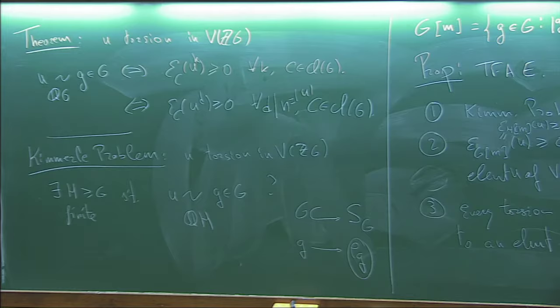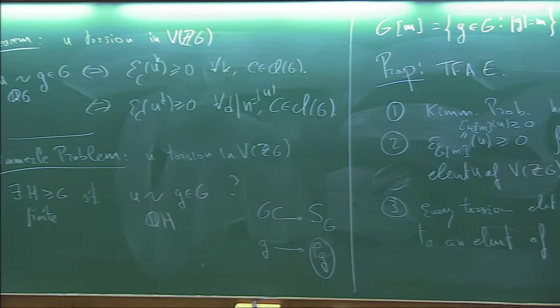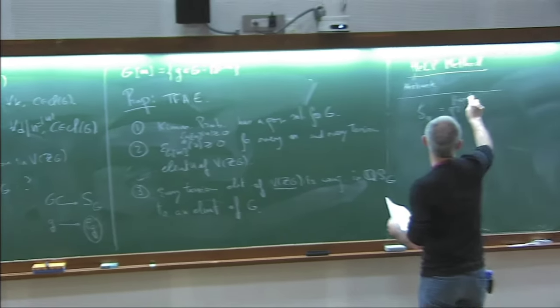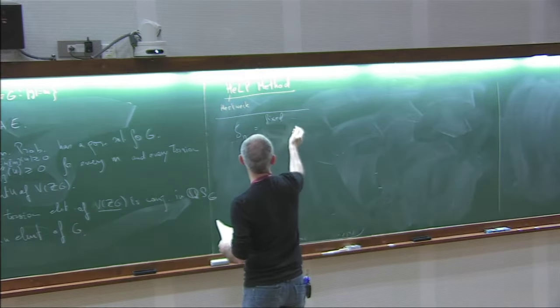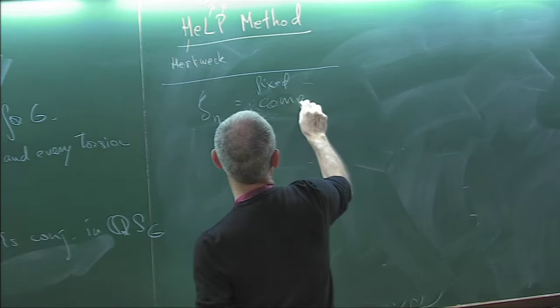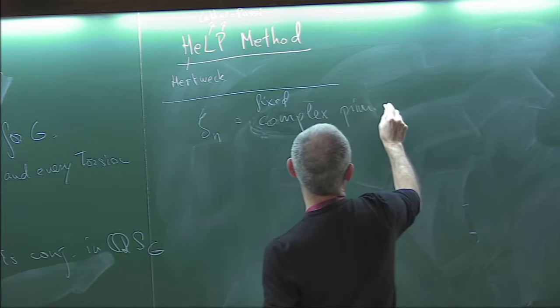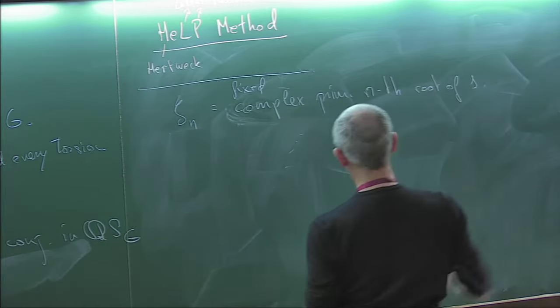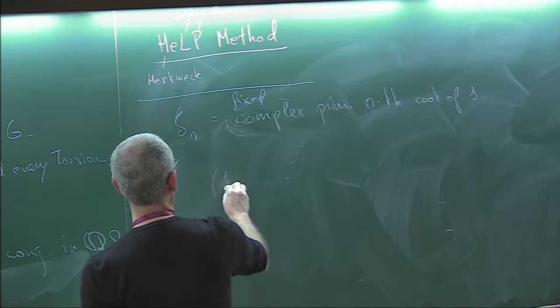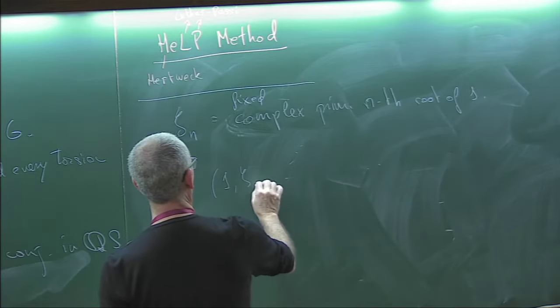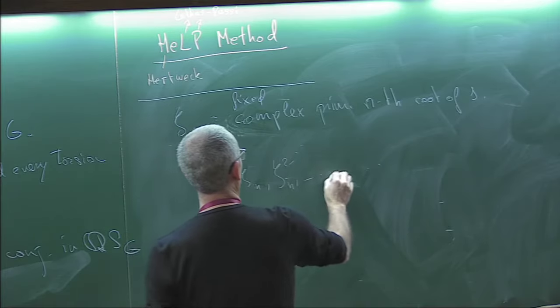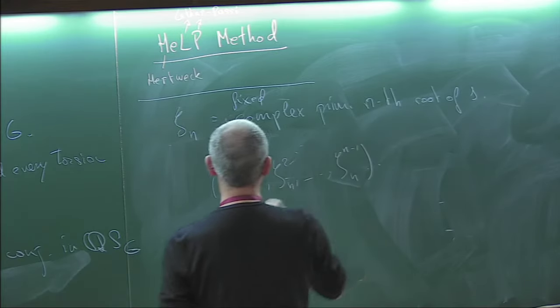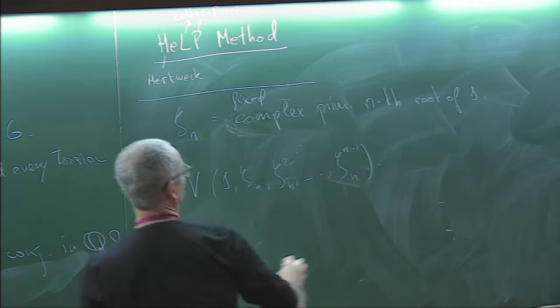And I will prove it at the same time that I show you. Well, we start with a fixed primitive complex nth root of unity. I take all the nth roots of unity, and I put them all together in a Vandermonde determinant.